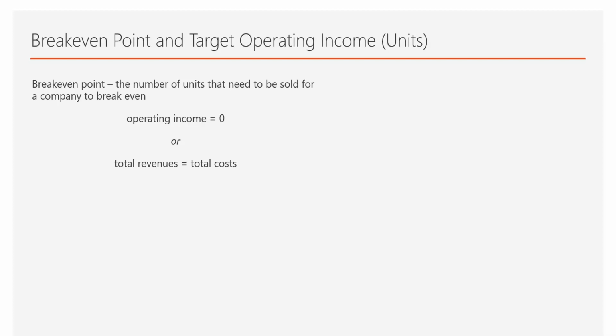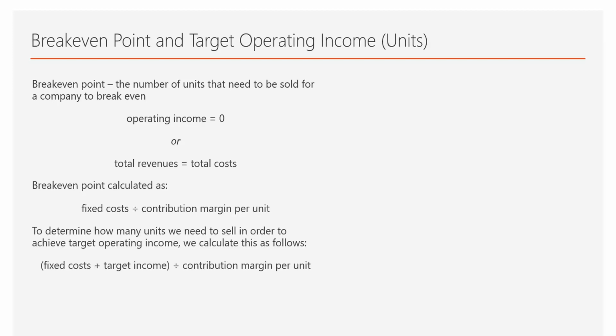Now, the break-even point is simply the number of units that we need to sell in order to break even. And when we're breaking even, what are we saying? Well, we're saying that operating income is zero, or another way that we can state that is total revenues equals total cost. Now, the break-even point is calculated as this: fixed costs divided by the contribution margin per unit.